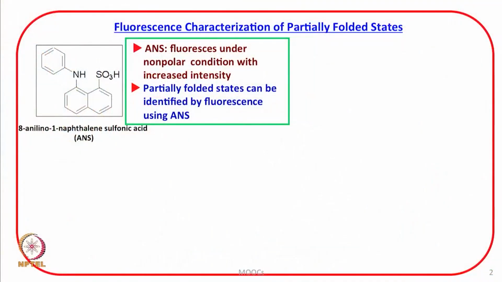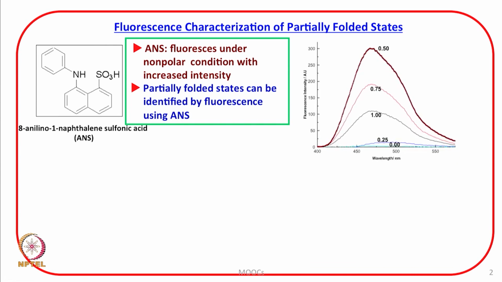Let us take a look at the comments. ANS fluoresces under non-polar conditions with the increased intensity because of the interaction of the non-polar moiety with the non-polar acceptors. That is why the partially folded states can be identified by fluorescence using ANS. What happens is, when ANS binds to the partially folded states or non-polar clusters, the emission intensity becomes way high.